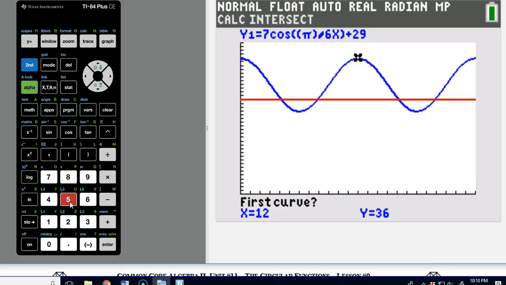It's going to ask us some questions. It's going to say first curve. Is that our first curve? Yes, it is. Second curve. Is that our second curve? Yes, it is. But there happen to be 4 points.